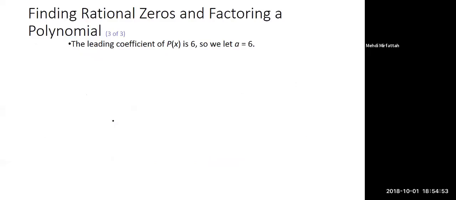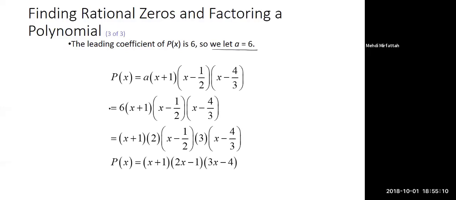So we can find that a, the leading coefficient of P of X, is 6. So let a be equal to 6. So we can go ahead and actually find our polynomial that way. It would be 6 times these 3 factors that we found. You can distribute that. I'm distributing 6 as 2 and 3, and we distribute 2 with this one, so you eliminate this 1/2, 3 with this one, so you eliminate this 3. So this would be my P of X. That would be my polynomial.